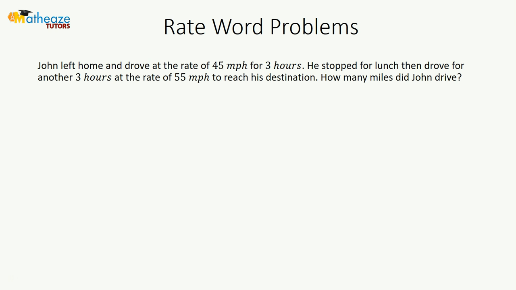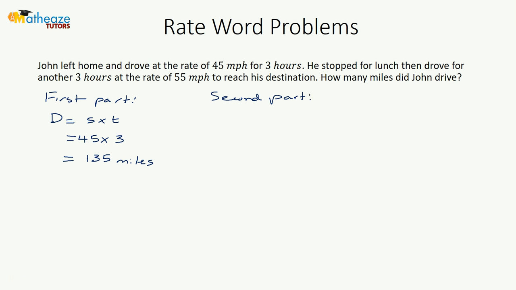So let's look at the first distance he covered. Let's look at the first part of his journey. He drove 45 miles per hour. So distance is speed multiplied by time. So 45 miles per hour multiplied by 3 hours. So he drove 135 miles the first time. And then for the second part of his journey, we also know that distance is speed multiplied by time. Second part, he drove 55 miles per hour for 3 hours, which gives us 165 miles.